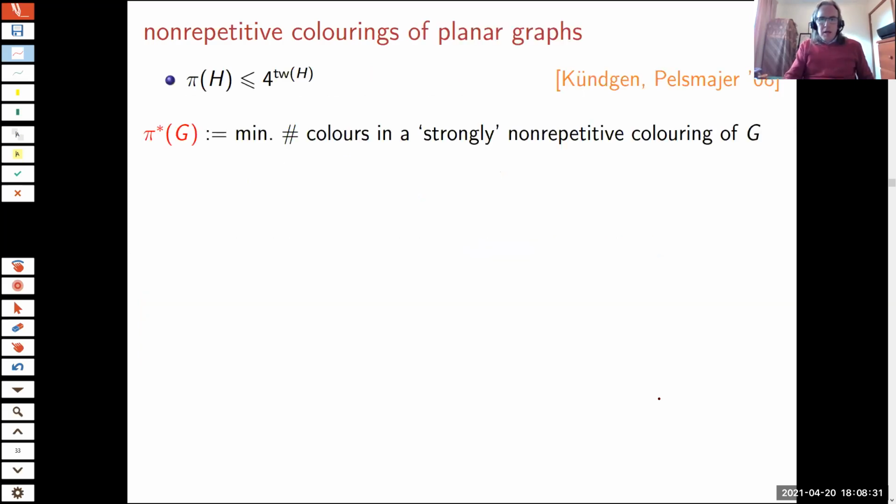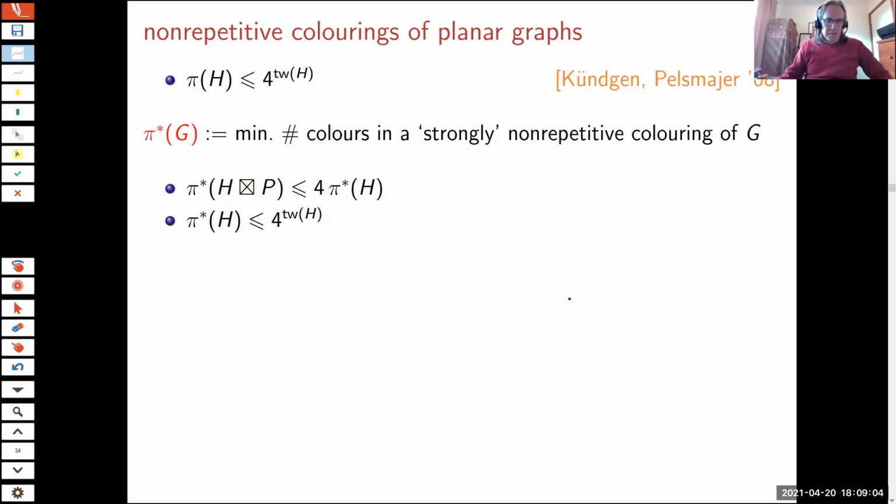So let's see it. Well, the first ingredient you have to think about is bounded treewidth graphs. And well, thankfully, Kündgen and Pelsmajer had already answered the question for bounded treewidth graphs. Bounded treewidth graphs do have bounded non-repetitive chromatic number. Now, what we did is we needed to introduce a slight strong variation of the non-repetitive chromatic number. I'm not going to go into that technical detail right now, but it's just one extra property. And we call that pi star of G, the strong non-repetitive chromatic number.